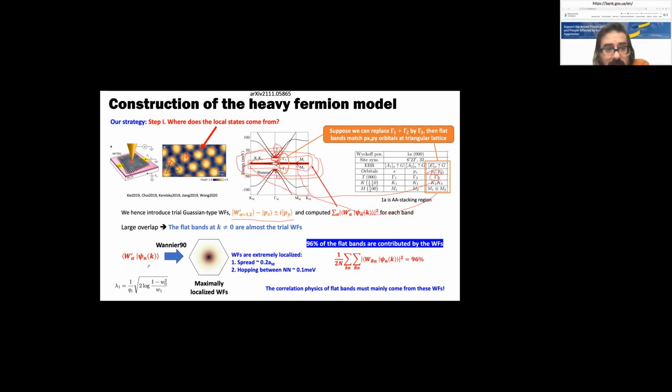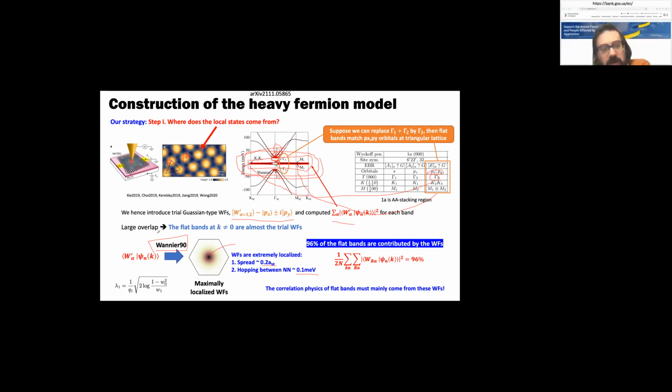And what you find is that if you now plug these overlaps into the Wannier90 program to build maximally localized Wannier states, you find that you can build out of these Bistritzer-MacDonald bands extremely localized Wannier states out of these 6 bands with a spread which is 0.2 of the Moiré lattice, and hence the hopping between these Wannier states is 0.1 milli-electron volts. So these Wannier states are basically localized electrons.